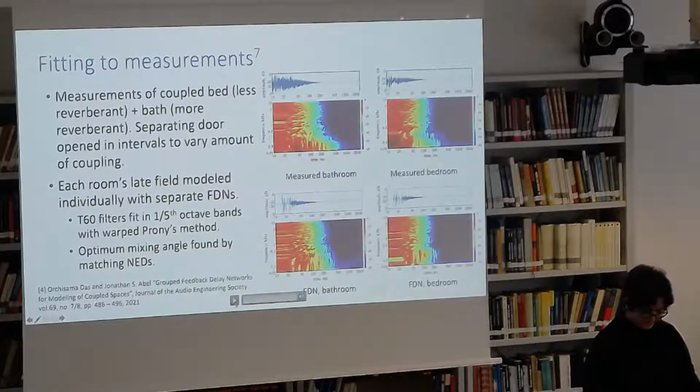And this is what the FDN sounds like once I fit all the parameters.